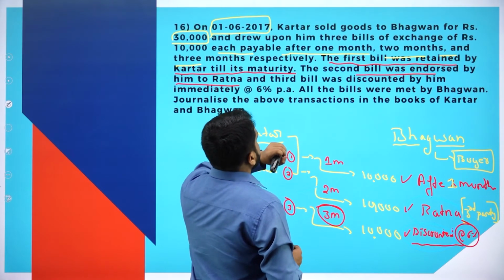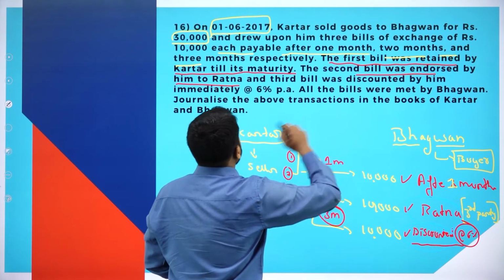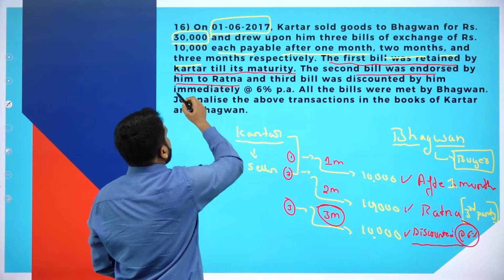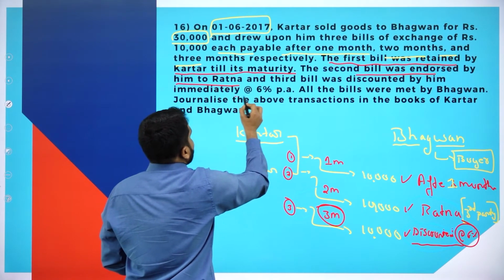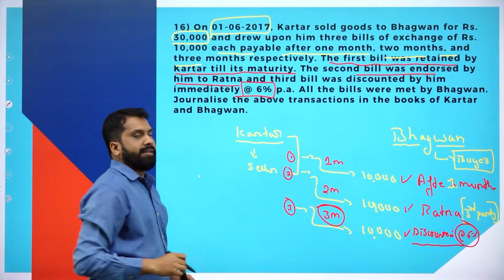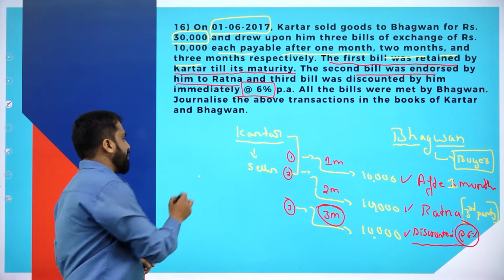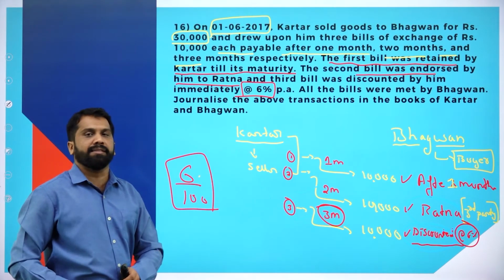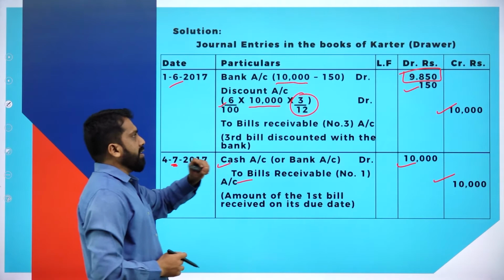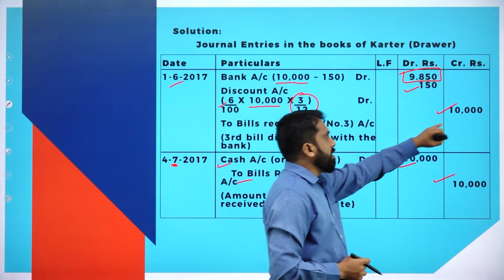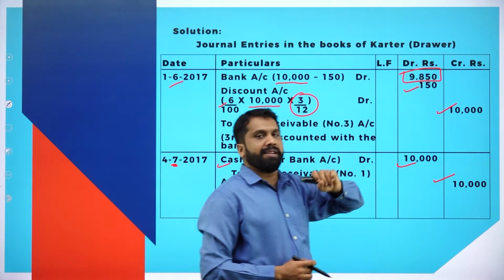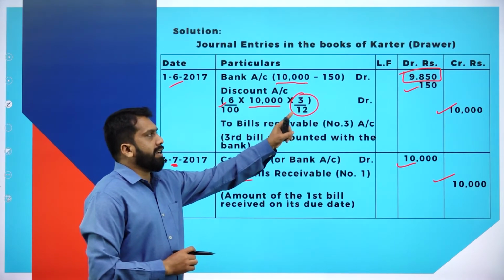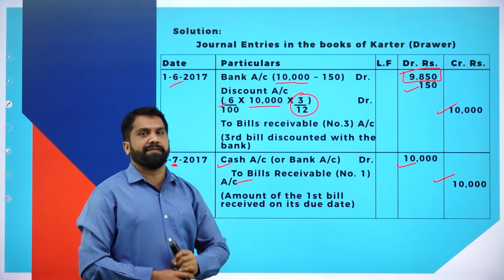Yes, 3 months bill. The first bill was retained by Kartar till its maturity. The second bill was endorsed by him to Ratna. For the third bill, they have given 6%. 6% we have considered as 6 by 100. Clear? Yes. 6 by 100, you will get around 150. 10,000 minus 150, you will get 9,850. Remember, 9,850 is the balancing figure.